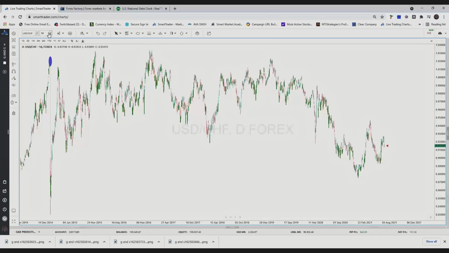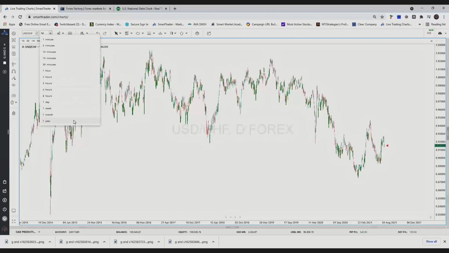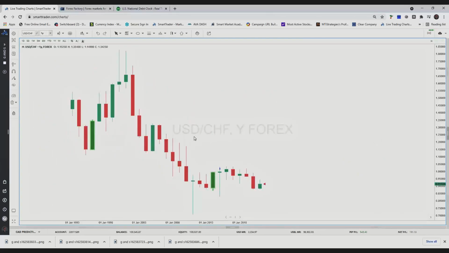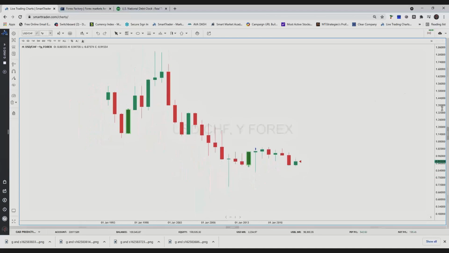So I believe that this thing, and just looking at this on even the year chart, do you guys think uptrend or downtrend? What do you guys think? This is the 1 year. Yeah. Down.